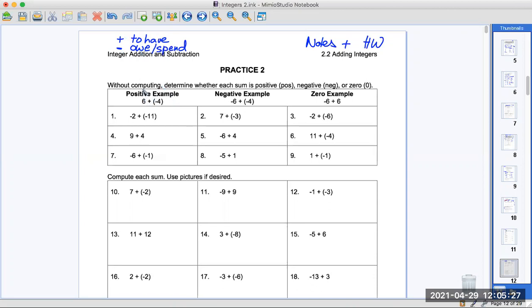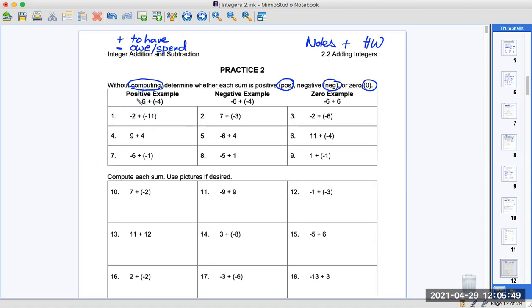Okay, so let's look. This one is without computing. So you're not actually coming up with a number. Determine whether each sum is positive, negative, or 0. So you do not compute it. You do not come up with a number answer, okay? So here's a positive example.